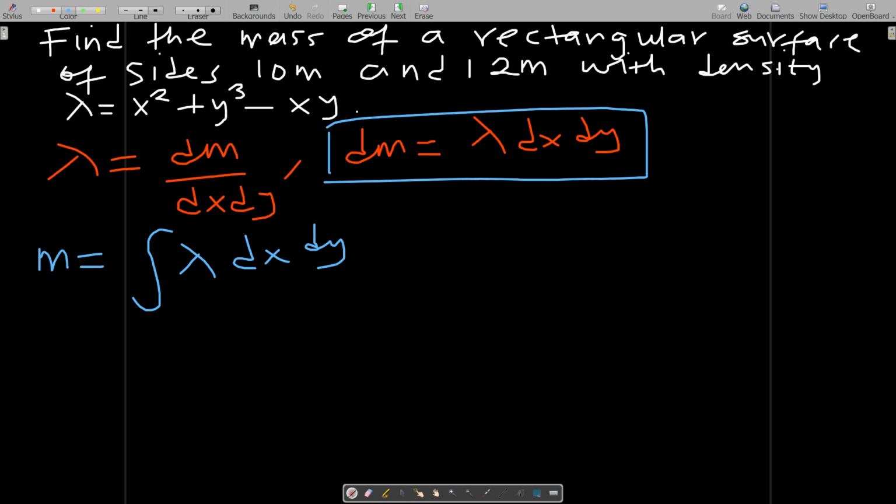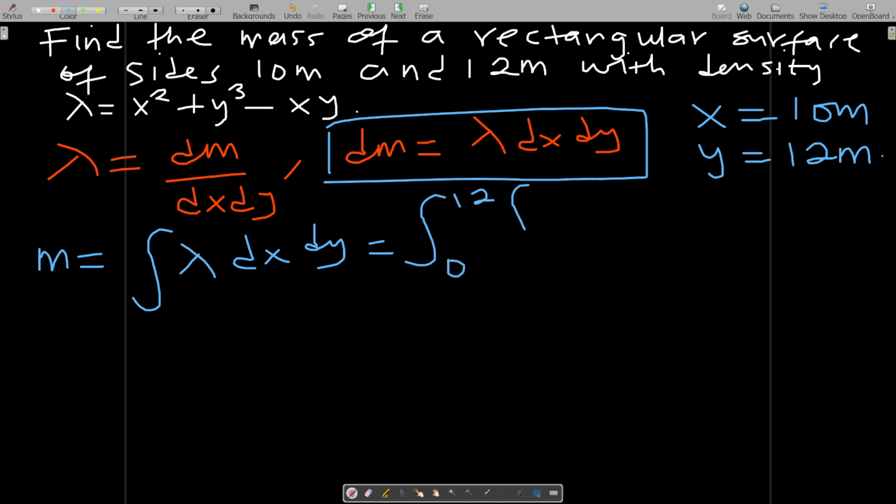I would always advise you set your x to be the smaller one and your y to be the longer one. Now with this, it means the mass will be equal to the double integral, since we are dealing with 2 dimensions. Then 0 to 12, 0 to 10. Then my lambda is given as x squared plus y cubed minus xy, then dx dy.